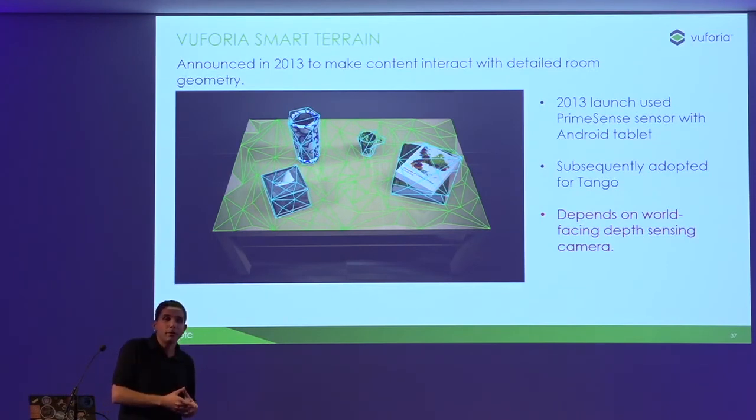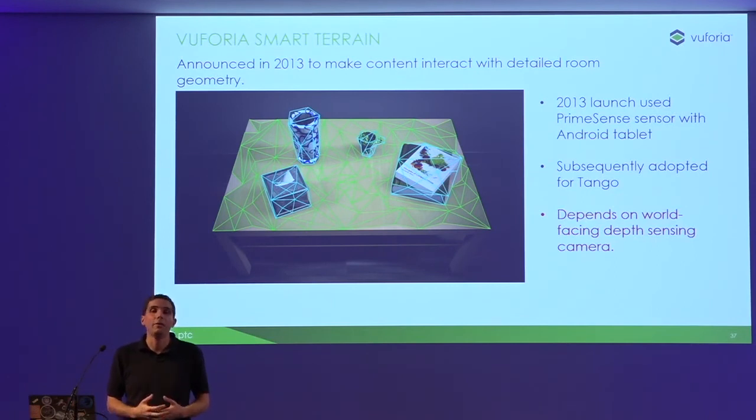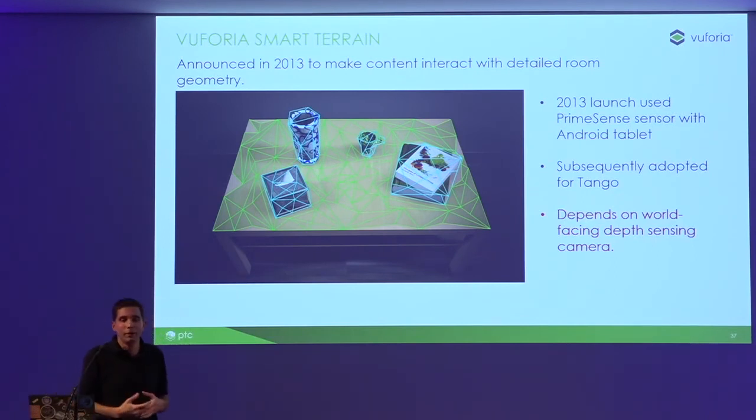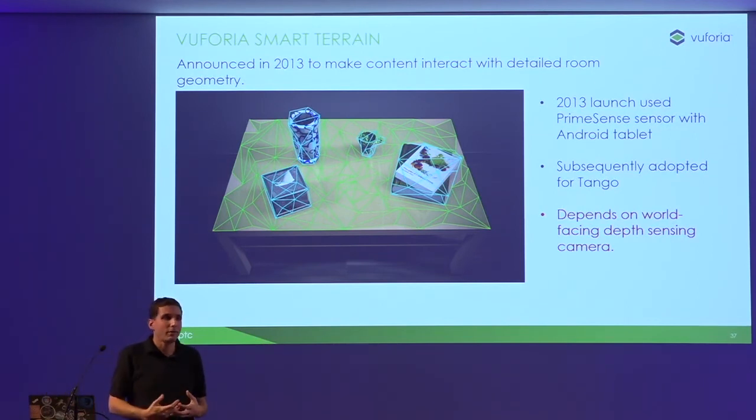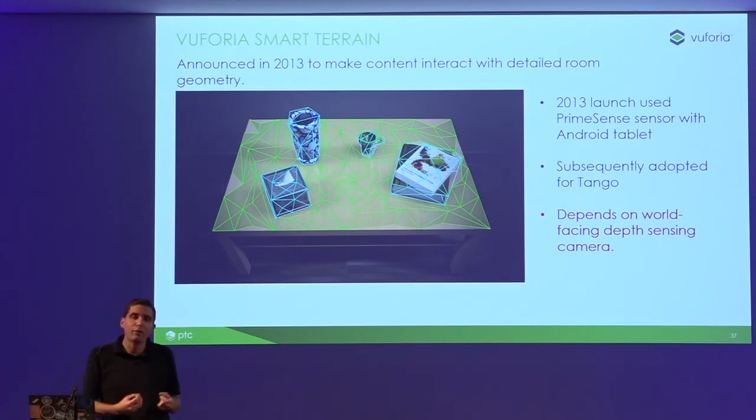But that's only feasible with world-facing depth sensing cameras. And that's only available right now with HoloLens and with Tango. So what we really want, as AR developers, is for this kind of stuff to work everywhere. That's where we want to get to. But we can't get that kind of rich level of detail with just regular phones, the phones that are in most of our pockets today. But what we can do is a pretty good job at finding planes.